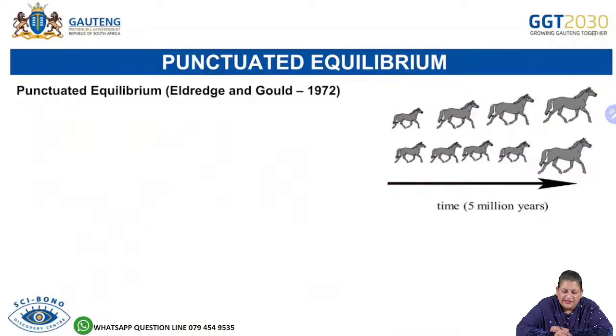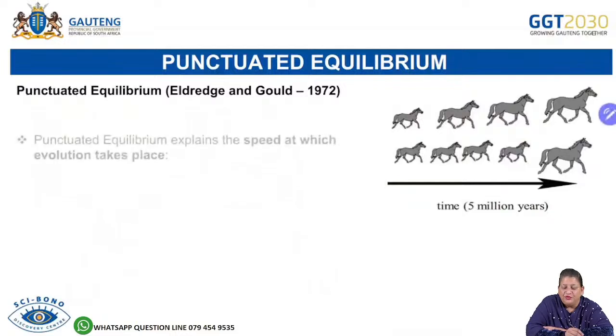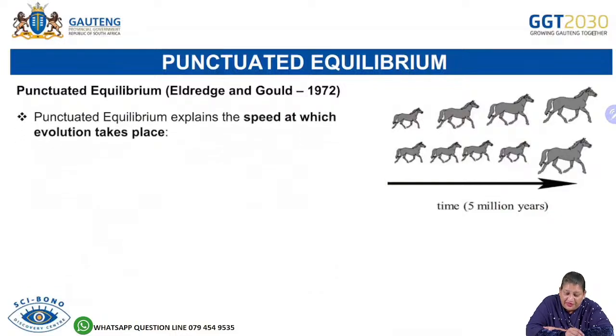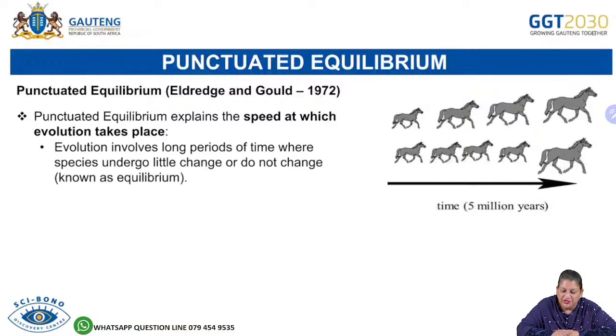And here you can see an example of punctuated equilibrium. Just to revise it, it's Eldredge and Gould that proposed the theory of the speed at which evolution takes place. Here you can see long periods of time where there was no change. All the time the horses were shot. Suddenly there was a rapid change. Okay, and here you're going to explain the speed at which evolution takes place.